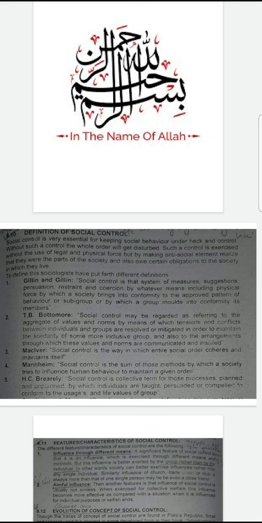And the sociologist defines social control as a collective term for those processes, planned and unplanned, by which individuals are taught, persuaded, or compelled to conform to the usages and life values of the group.